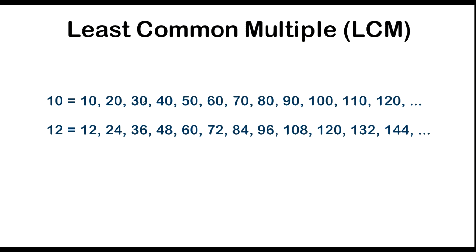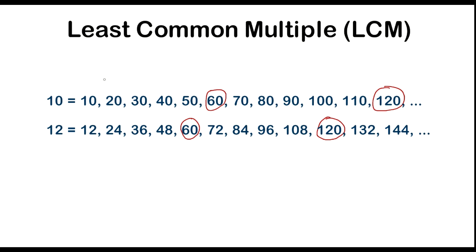We have some multiples listed here for both the numbers. Let's try to find the common multiples. Here we cannot find one till here. This one, 60, and here also I have 60. This is a common multiple. And if I go on, I get another one, 120.